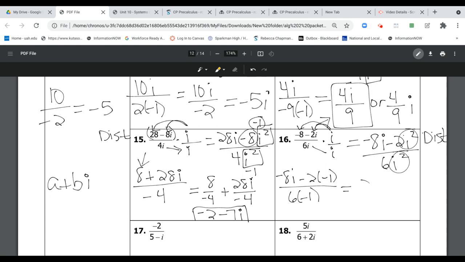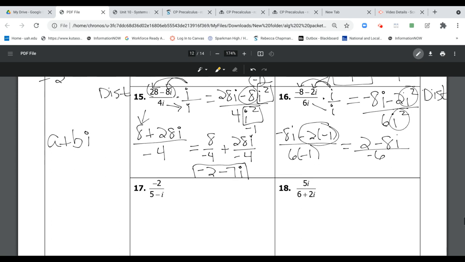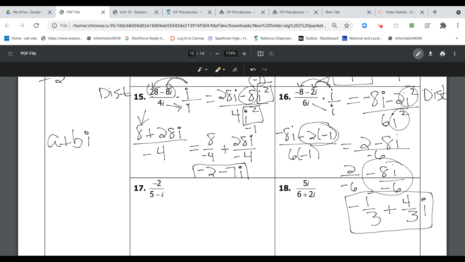So this becomes 2 minus 8i over -6. So I'm going to separate that. I'm going to have to go into number 18 space a little bit. 2 over -6 minus 8i over -6. This becomes -1/3. This becomes positive 4/3 i. 8 over 6 reduces to 4/3. Now, I know we don't like fractional answers, but that's what we get when we deal with division problems. So please keep that in mind.